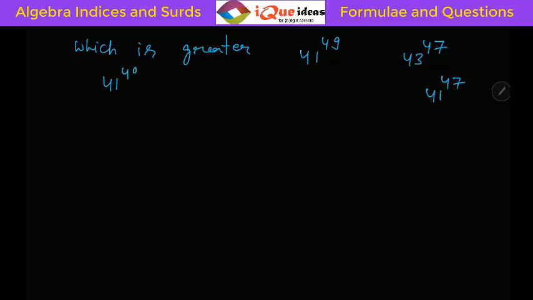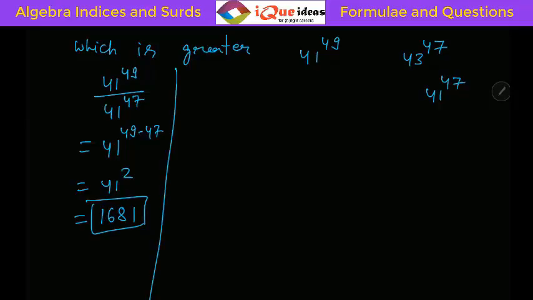Let's take another one. Suppose we say find which is greater out of 41 raised to the power 49 and 43 raised to the power 47. Let's look at this. Take the smaller base, smaller power, so 41 raised to 47. So 41 raised to 49 divided by 41 raised to 47 will become 41 raised to 49 minus 47. This is 41 square. Now 41 square is 1681.